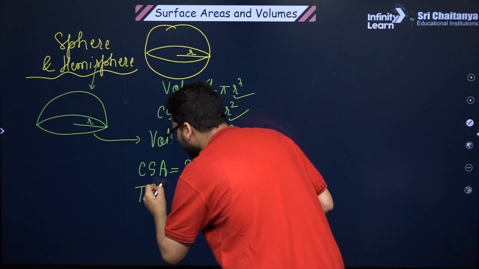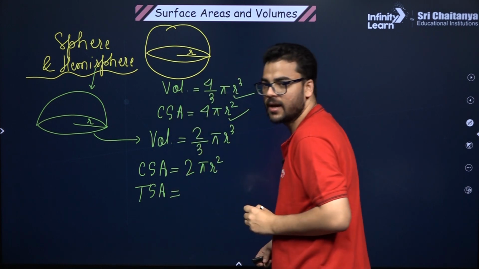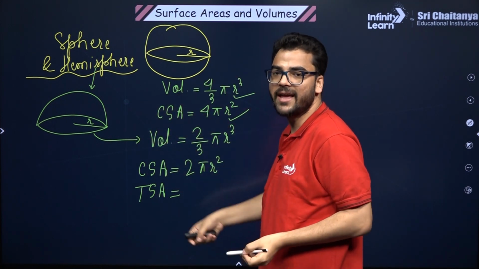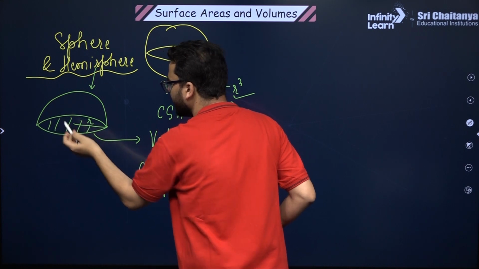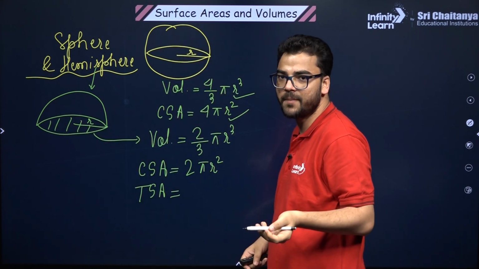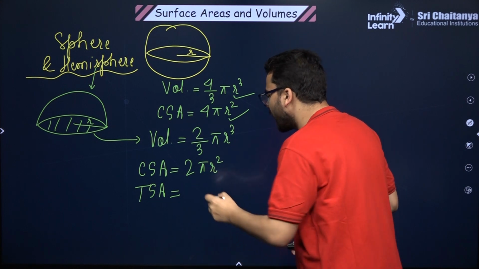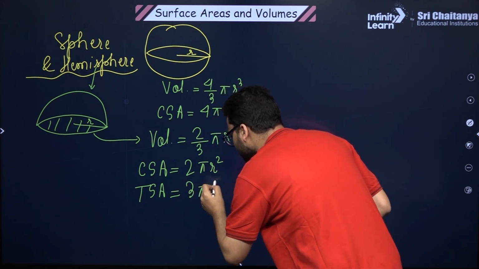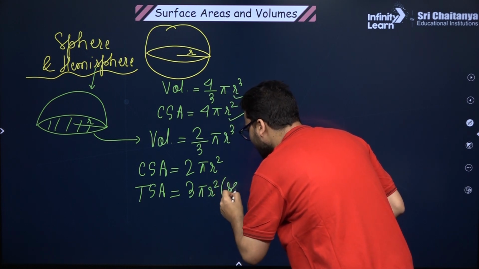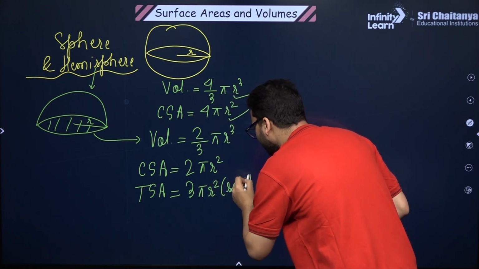So basically two cases are there. Suppose you are taking a solid hemisphere in which the circular base is there, its area will be pi r square. So when it's a solid hemisphere, its total surface area will be 3 pi r square, because you are taking the base as well. So therefore I am writing it's a solid hemisphere.